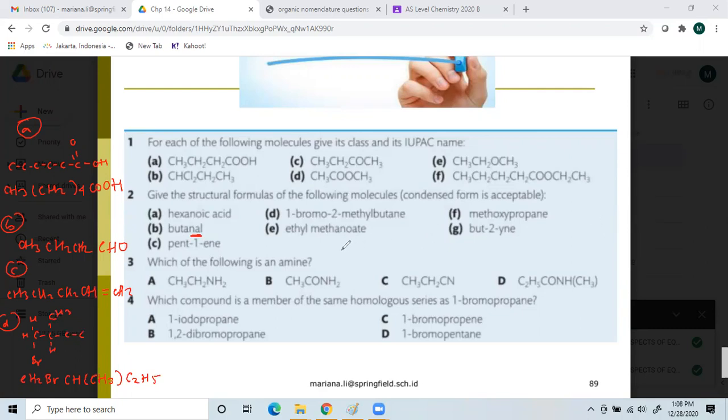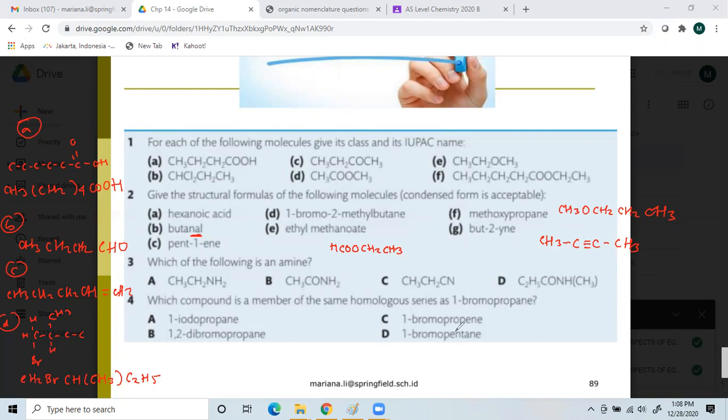Okay, for E, methyl methanoate, HCOOCH3, or ethyl methanoate, HCOOC2H5 or CH2CH3. Methoxypropane, CH3O, propane, CH2, CH2, CH3. But-2-yne. This is alkyne, triple bond. So CH3, C, triple bond C, CH3. At carbon number 2, there is an alkyne group. Okay, that's the answer for number 2.